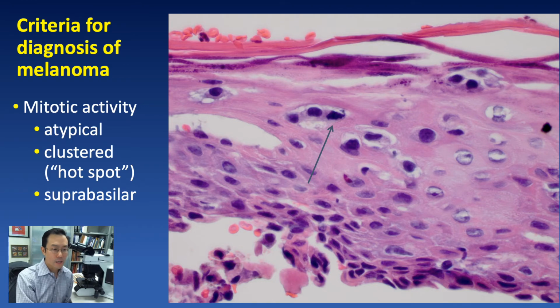I mentioned earlier that I usually don't put much weight on a single melanocyte in mitosis in the intraepidermal component, but nevertheless, atypical, clustered, or suprabasilar mitoses can be significant. In this case here, there is a mitosis in a melanocyte in the superficial spinous layer, so this is one instance where even this single mitosis would support the possibility of melanoma in situ.